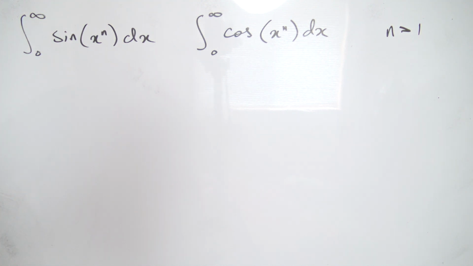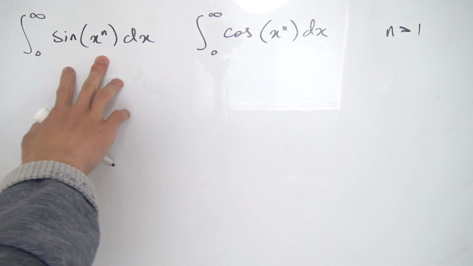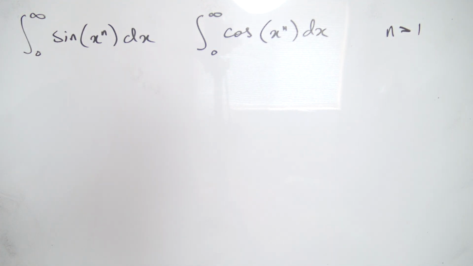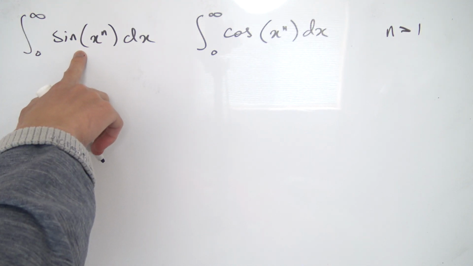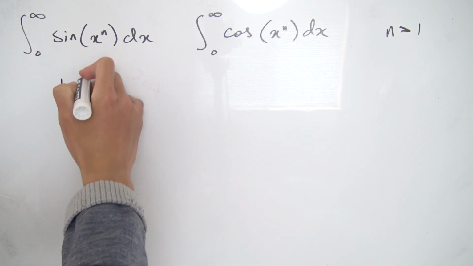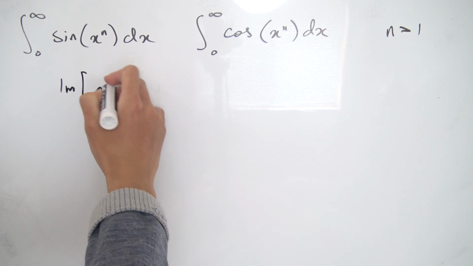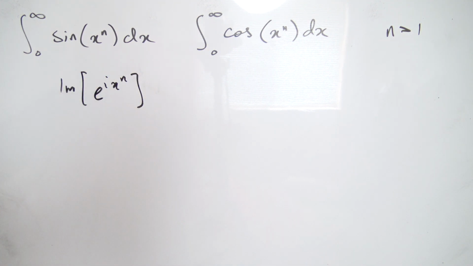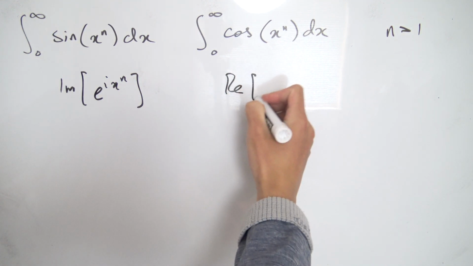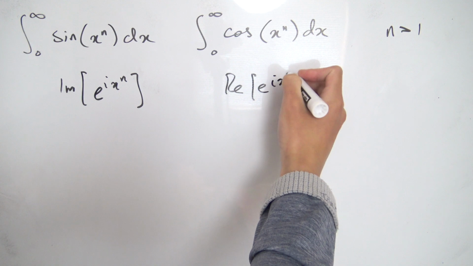I have done a video on the Fresnel integrals, and we're going to be using a similar method, namely complex analysis and contour integration. So first of all, if we want to use complex analysis, why not combine these two integrals together? Notice that sine of x to the n is exactly the imaginary part of the function e to the i x to the n, and cosine of x to the n is exactly the real part of e to the i x to the n.